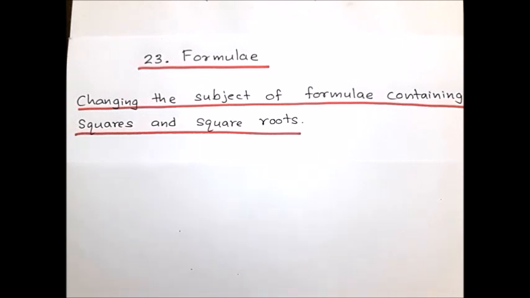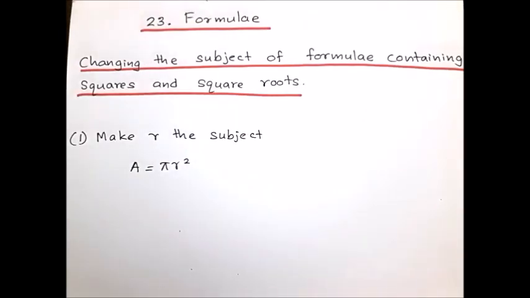Hello students, today I am going to teach you the 23rd lesson in your textbook, that is formula. In this lesson you have to learn to change the subject of formula containing squares and square roots. Let's look at the first formula. A equals 5r squared. Question says make r the subject of this formula.